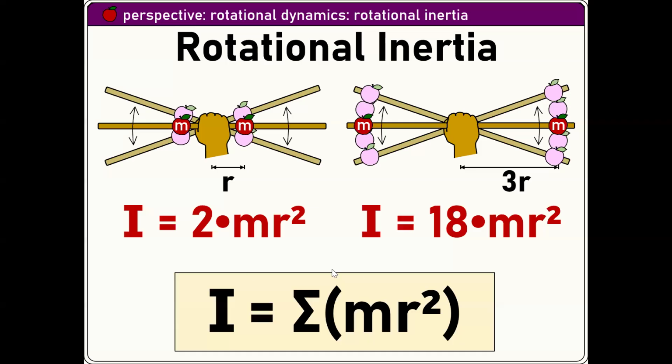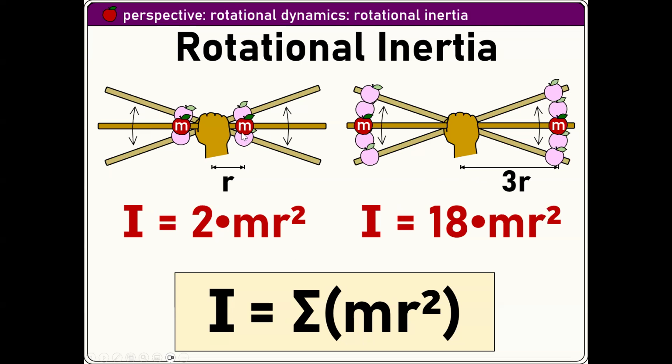Okay, suppose in my animation example, I have the masses slide out about 3 times as far away. Here's the formula for this. It's the sum of mr squared. So it's mass times its location squared, and then the sigma means you add them all up. So if I have 2 masses on a stick, then that could give you the rotational inertia.